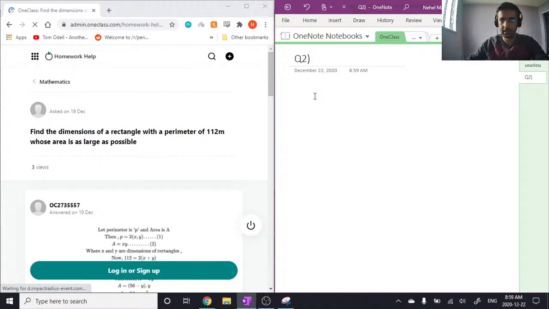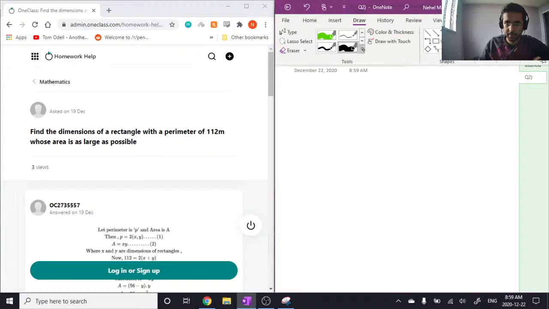So question 2. Find the dimension of a rectangle with a perimeter of 112 whose area is as large as possible. Okay. So we would need to use some differentiation here. So I hope you recall differentiation.